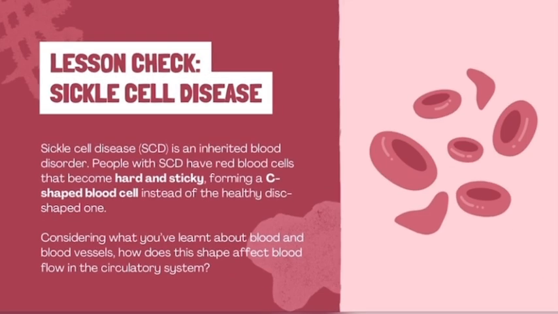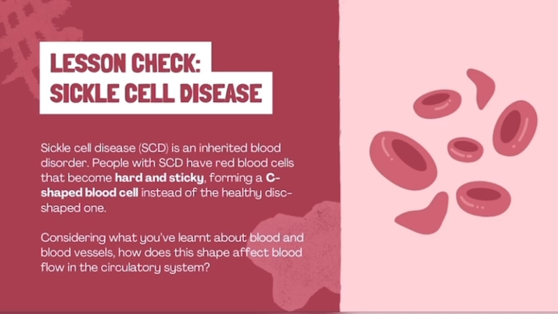Lesson check. Sickle cell disease. Sickle cell disease, SCD, is an inherited blood disorder. People with SCD have red blood cells that become hard and sticky, forming a C-shaped blood cell instead of the healthy disc-shaped one. Considering what you've learned about blood and blood vessels, how does this shape affect blood flow in the circulatory system?